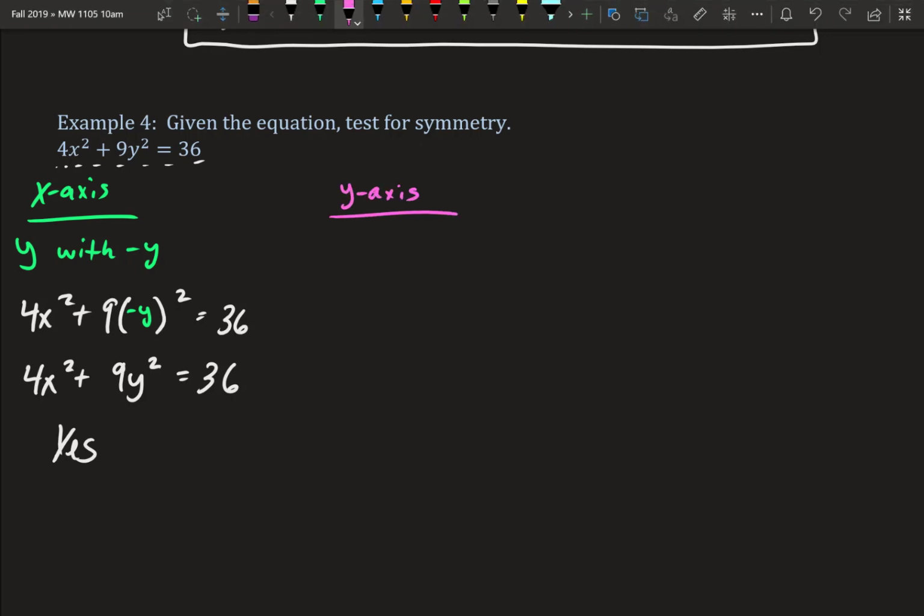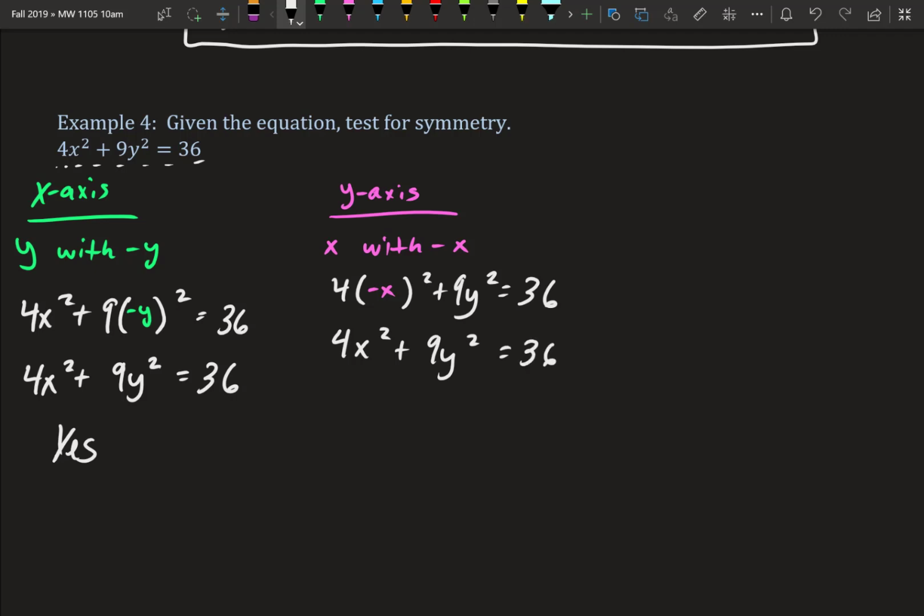So for y-axis, what's the opposite of y? It's x. So we're going to switch x with negative x. So we have 4x squared plus 9y squared equals 36. And in that place, we're going to put negative x. So what's negative x squared? That's negative x times negative x, which is positive. So we'll have 4x squared plus 9y squared equals 36. And it worked out. Whoa, let's see if they all work out. Let's go to origin. They do. They all work out.